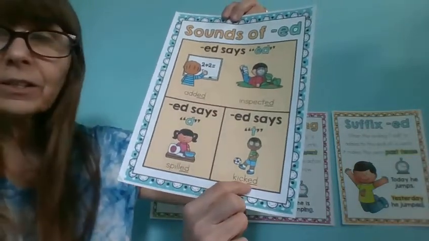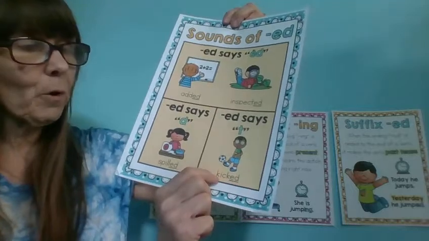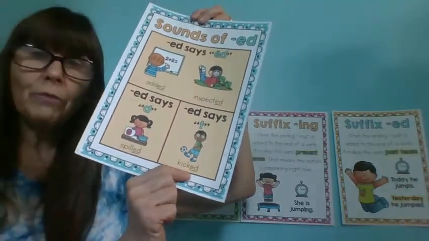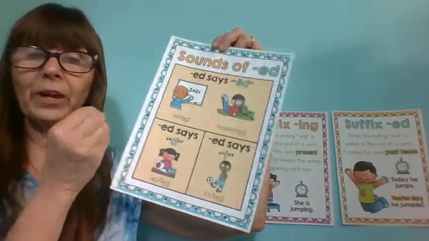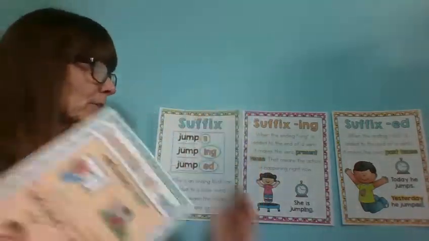So here, he kicked the ball. We don't say kicked it, which is often our inclination because we see the ed here. It's just a T sound. Kicked, kicked. He kicked the ball.